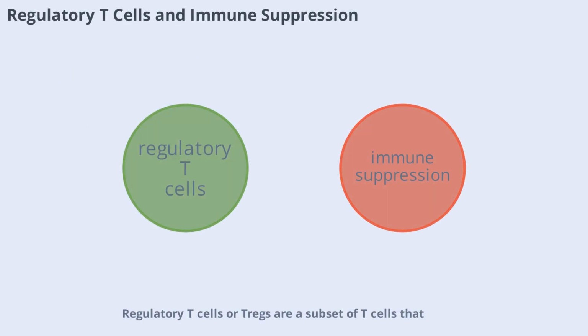Regulatory T cells, or TREGs, are a subset of T cells that help maintain immune tolerance and prevent autoimmunity. In the tumor microenvironment, however, TREGs can suppress anti-tumor immune responses, allowing cancer cells to escape destruction. High levels of TREGs in tumors are often associated with poor prognosis. Targeting TREGs is a promising approach to boost the effectiveness of cancer immunotherapy.